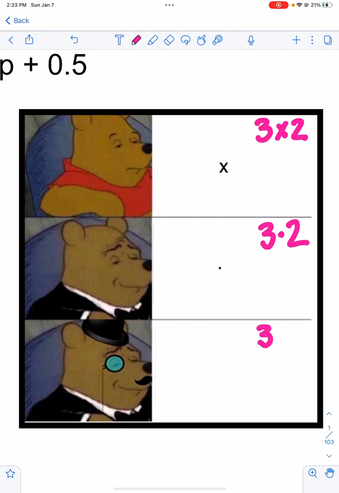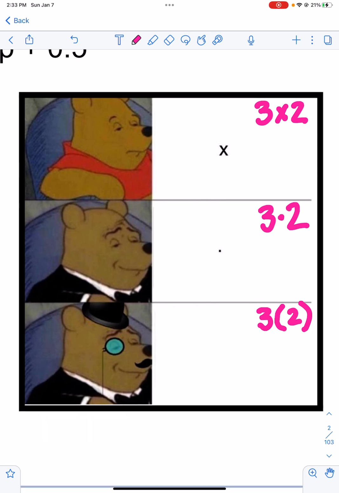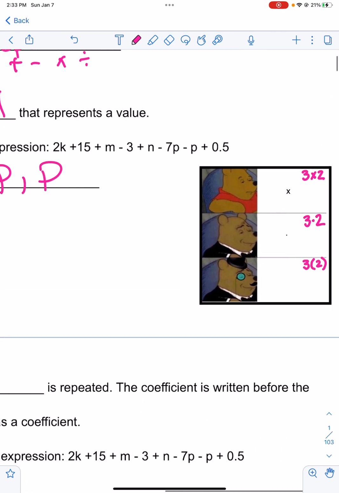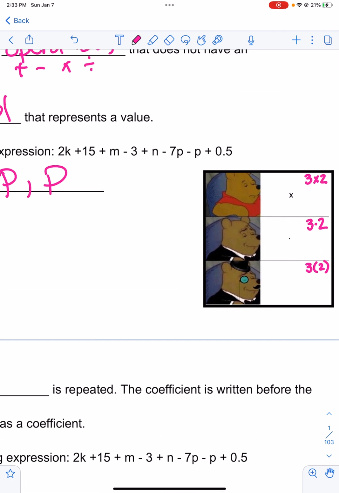Now that we are even fancier, you know that you could do it like this. Or what you're about to see is with variables. I have 2k. I want to use 2k as my example. That is the same thing as saying 2 times k. But since we're the fanciest Winnie the Pooh, we just say 2k. We don't even bother putting the dot there anymore. We're so fancy.